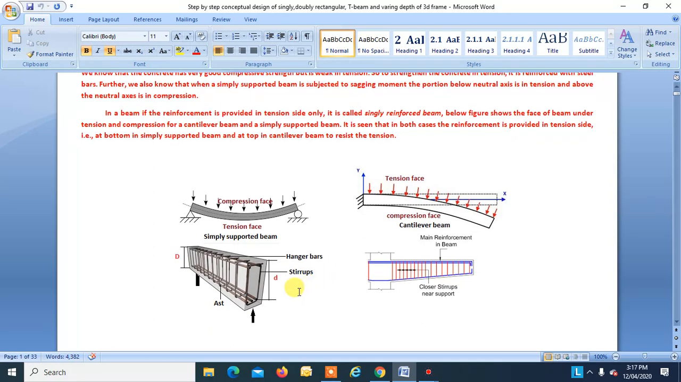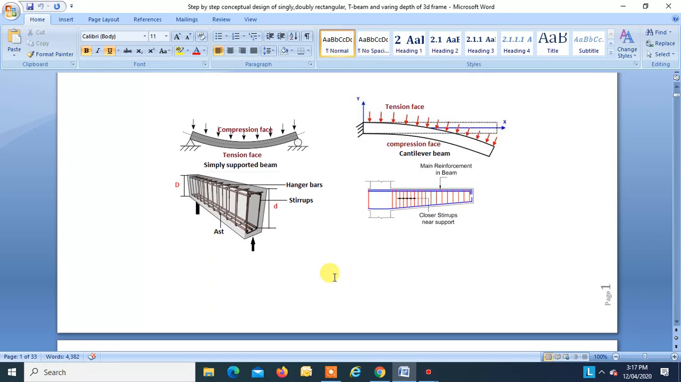Okay. So as concrete is weak in tension, we provide steel in tensile phase, right? So for this case, the main steel will be at bottom and top steel will act as a hanger to keep the stirrups in position. Similarly, in this case, main steel will be at top, okay, and bottom steel will act as hanger to keep the stirrups in position, right?